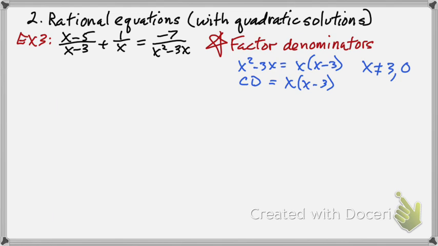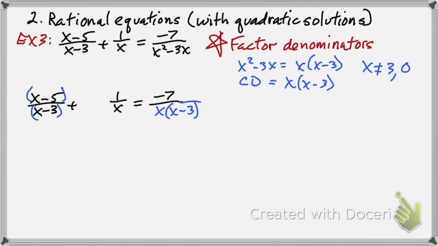And notice now, x can't be 3, because that would give me a 0 denominator. And x can't be 0, because that would give me a 0 denominator. I just write all my stuff down again. I know on that first fraction, I have to multiply by x to get my common denominator. So I do that on top and bottom. My second fraction, I need to multiply by x minus 3, top and bottom.